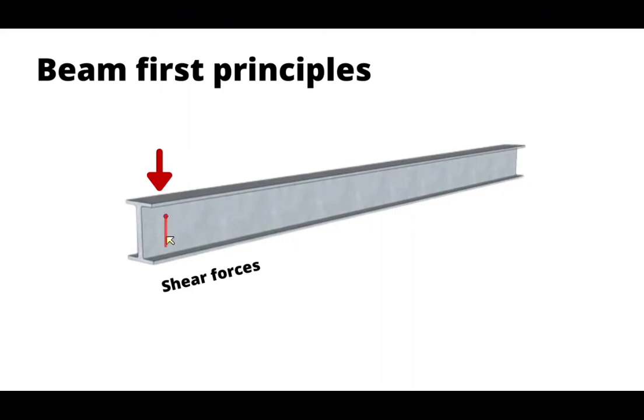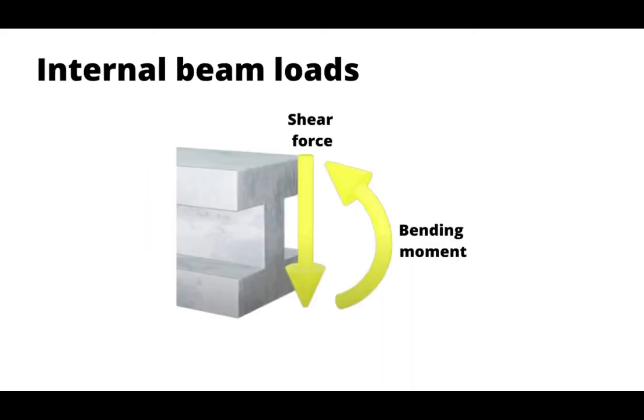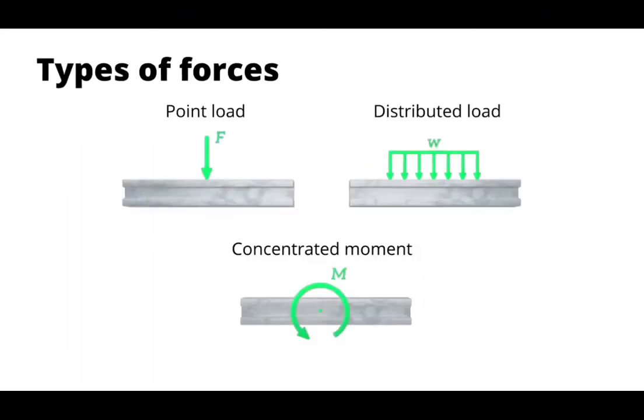They act parallel to the direction of the force being applied. We can simplify these 2 internal force components into what we call shear force and bending moment. We consider these 2 fundamentals in all beam analysis. Applied forces fall into 3 different categories. Point loads are where a force is applied to a single concentrated point on the beam. Distributed loads are where the force is spread over a length and acts as a pressure. Concentrated moment is where a pure moment acts on the beam in a given position.